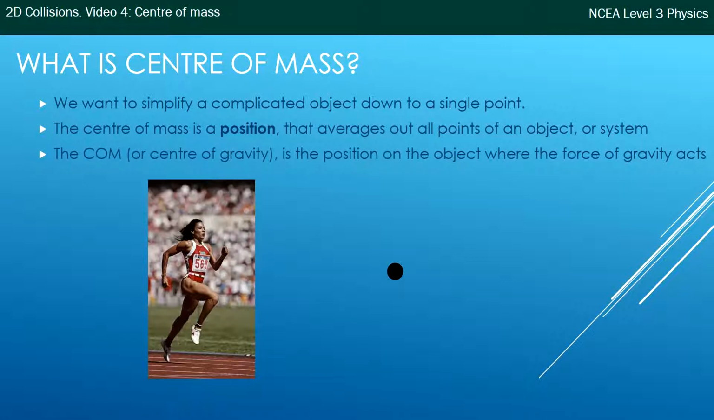The centre of mass, which we call the COM, in some books they talk about it as the centre of gravity as well, but it's the same thing, centre of mass, centre of gravity. It's the position on an object where the force of gravity acts. So if we were to draw a force of gravity acting on this runner, the exact point that it acts on is the centre of mass.